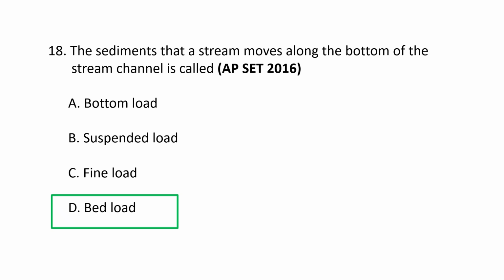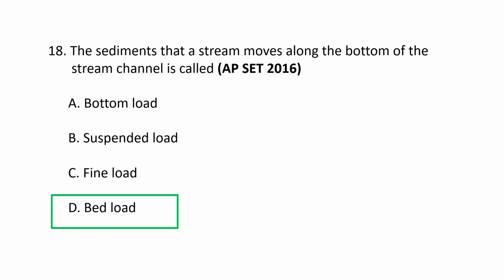and this bed load consists of the coarsest material such as sand, gravel, and boulders, which are transported by being bumped, pushed, or rolled along the stream bed in a process called traction, or by bouncing in a process called saltation. So the sediments that a stream moves along the bottom of the stream channel is called bed load.